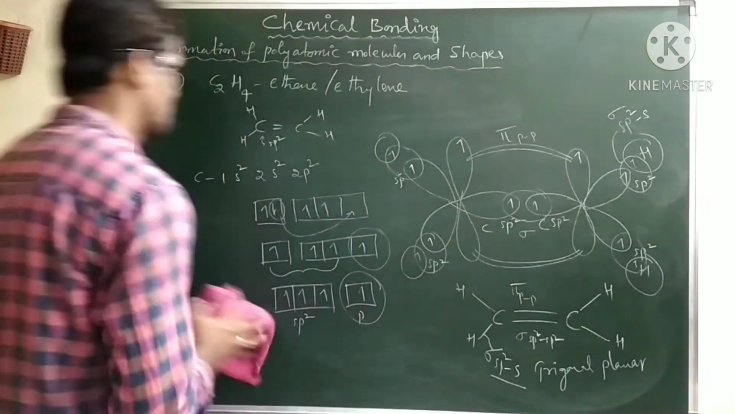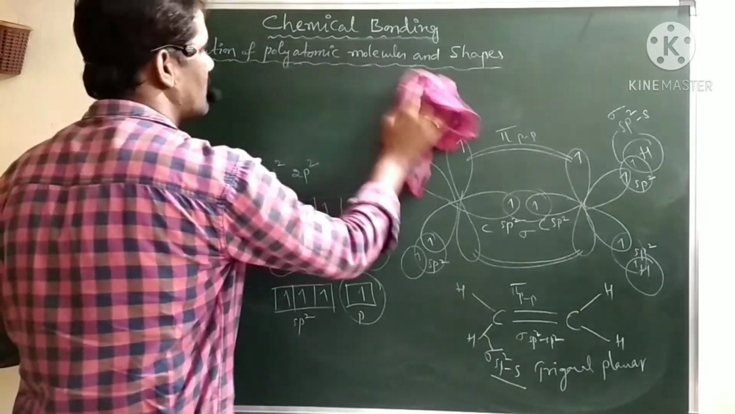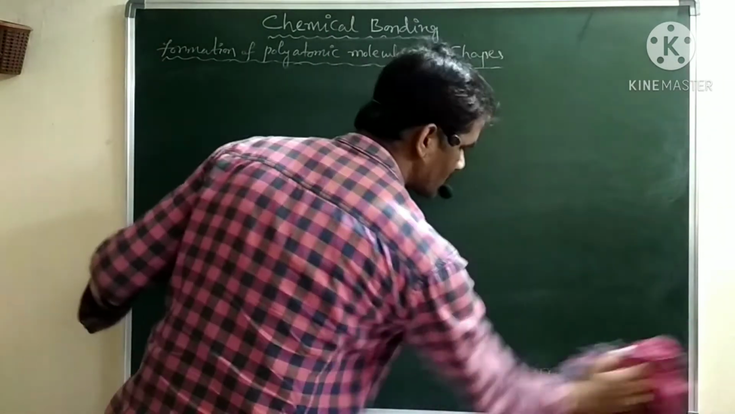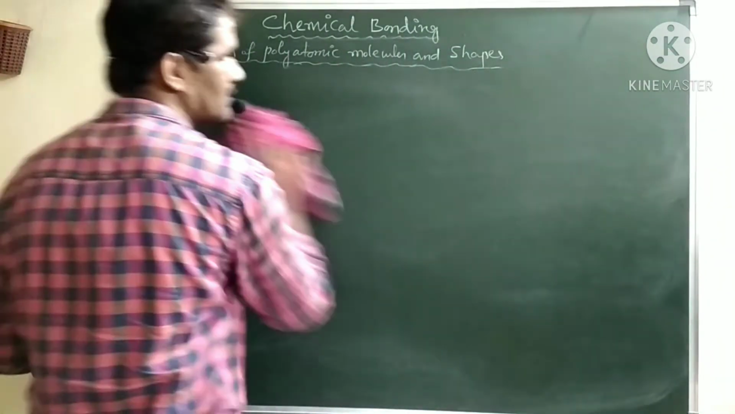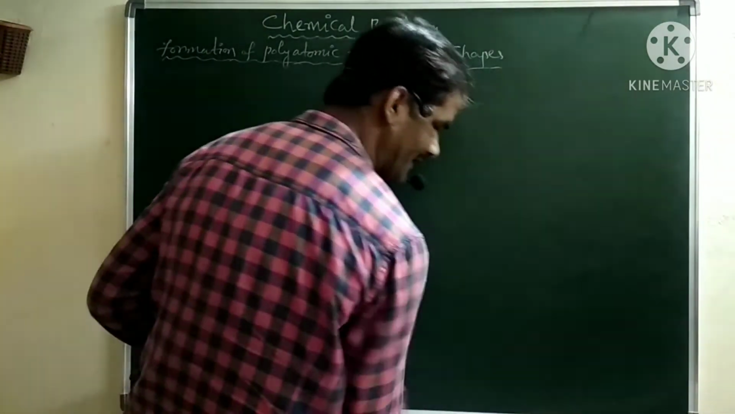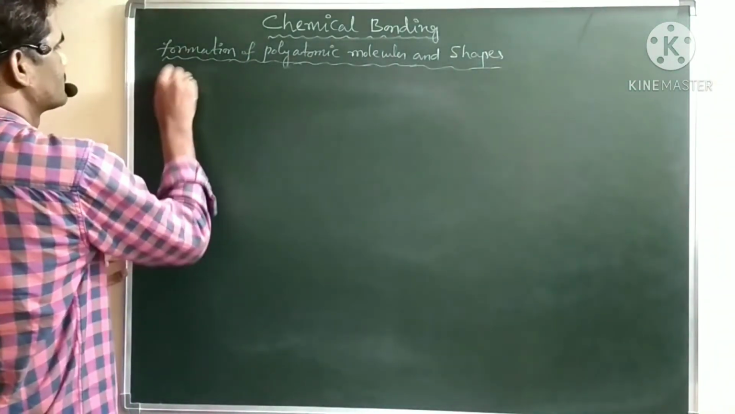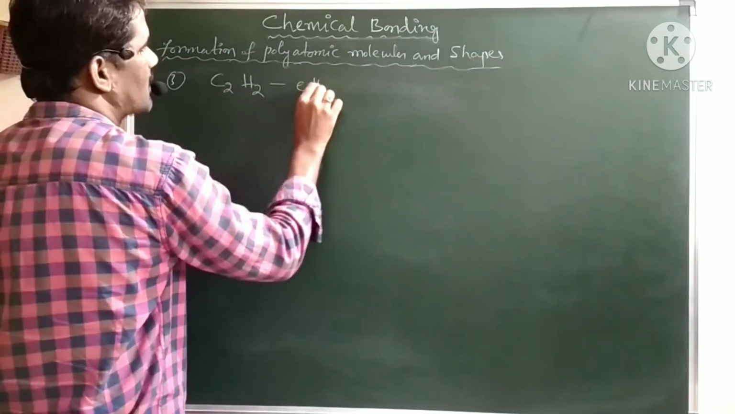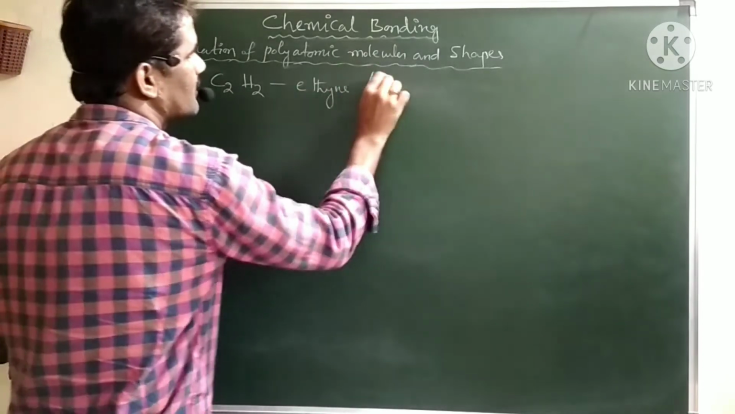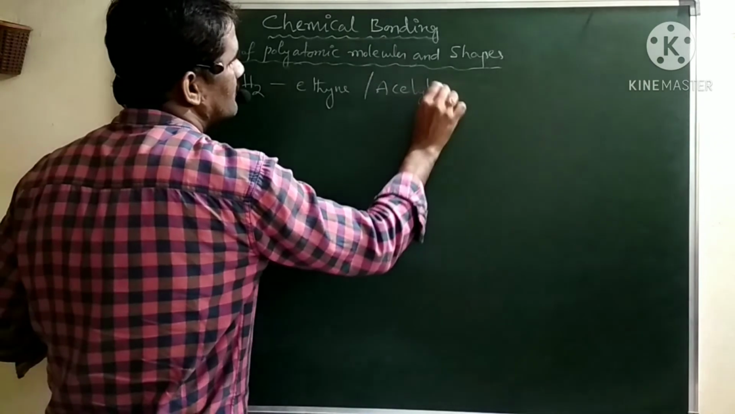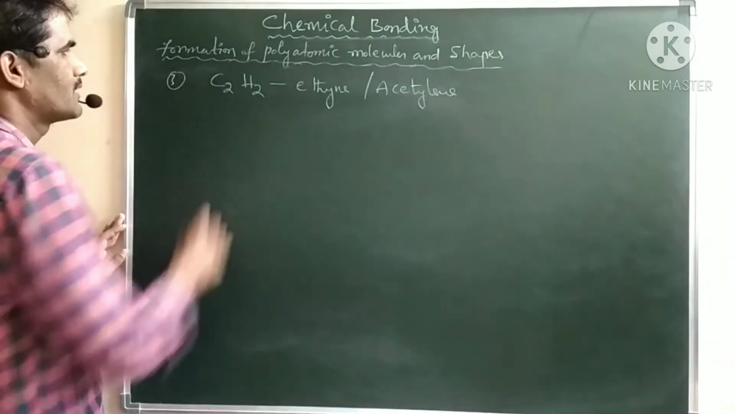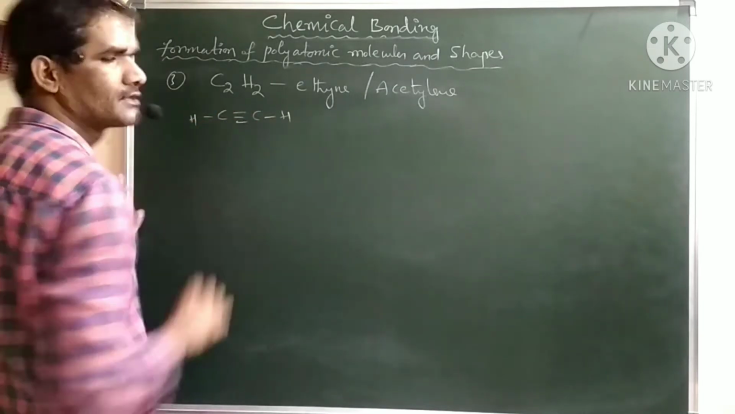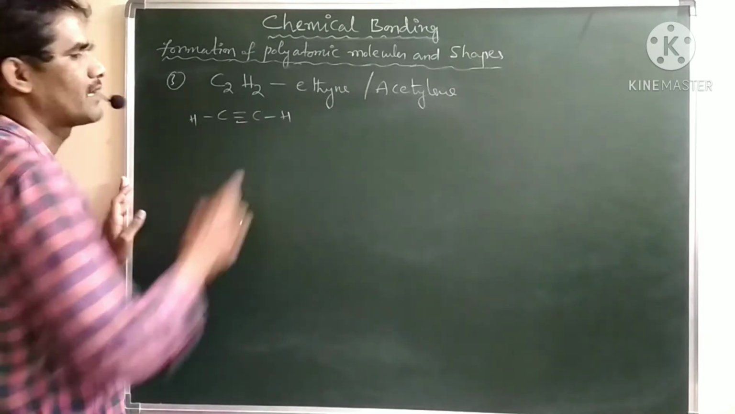Next, similarly, we have one more important basic organic compound, that is ethyne, or we can call it acetylene. Again, the formation of acetylene or ethyne. C2H2 is the chemical formula for ethyne. Again here the structure of acetylene is like this, and it has a triple bond between carbon and carbon and two hydrogens with single bonds.